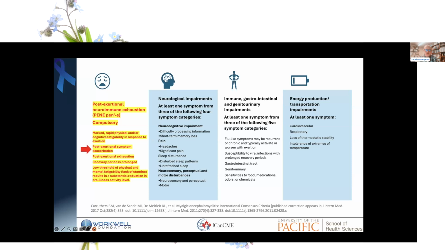have a menu of different signs and symptoms that could be selected to further characterize the illness. So through symptom clustering, so more neurological impairments, immune, gastrointestinal, and genitourinary impairments, and then energy production and transportation impairments. And so again, it's the yellow signs and symptoms on the far left that are compulsory. The others are more optional, but certainly very important in terms of establishing a hierarchy of signs and symptoms that are most disabling to the patient, in addition to clustering those signs and symptoms to further characterize the illness.